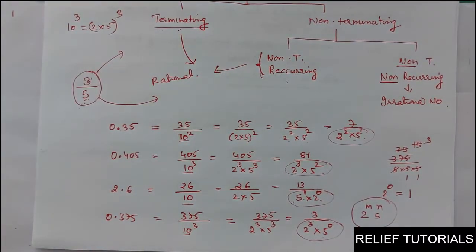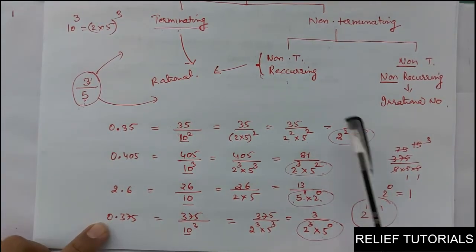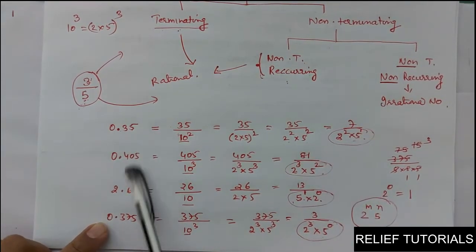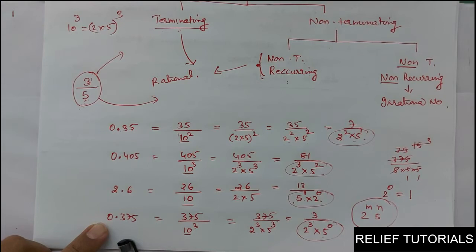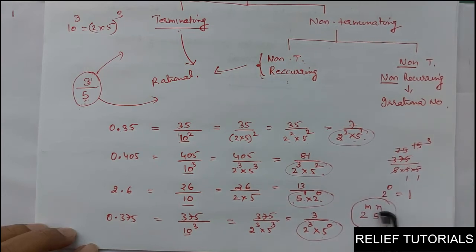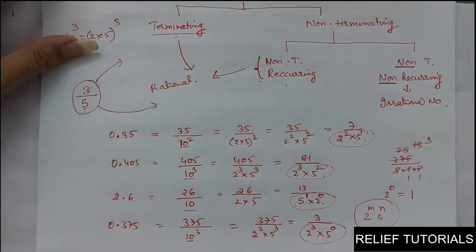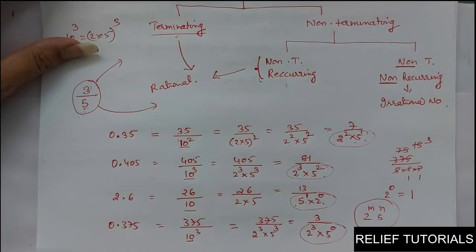So I can say the P by Q form of all terminating decimals has a pattern: its denominator has prime factorization 2 raised to m, 5 raised to n, where m and n are non-negative integers. They are not negative, they are positive integers. Why? Because sometimes the power may be 0. So with this we can frame one theorem, right? Clear? An easy theorem we can frame.